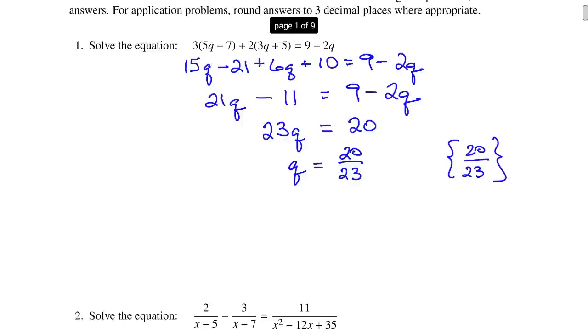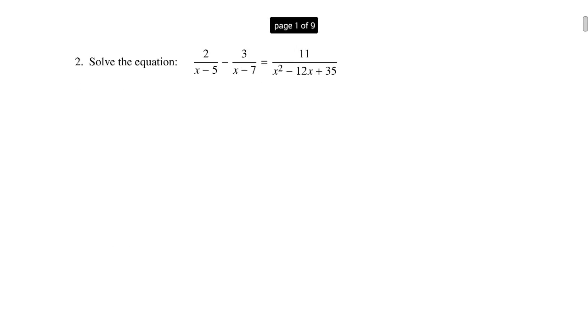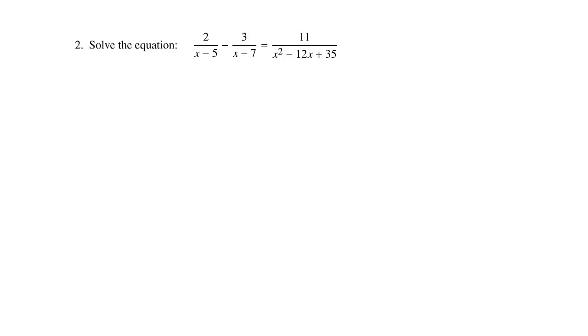Next, let's look at problem 2. Solve this equation. So first, you'll notice that if you factor the denominator, you get the exact two linear factors that are on the left-hand side. So what we're going to do here is multiply both sides by x minus 5 times x minus 7.